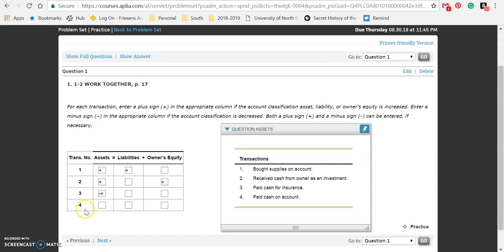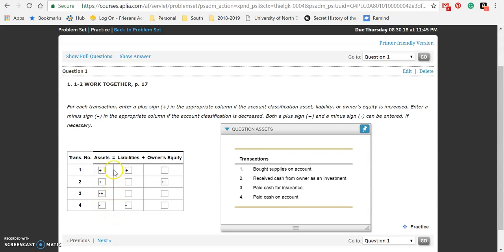And transaction number 4 here says we paid cash on account. So again, paying cash, that's an asset. Cash is an asset. It's going down. We're paying somebody. So we're going to put a minus in our asset. And then remember, on account refers to our liabilities or the people that we owe money to. So when we pay them, the amount of money that we owe them also goes down. So we're going to go over here to liabilities and put a minus sign under liabilities. And again, we can do this because we're on opposite sides of the accounting equation.